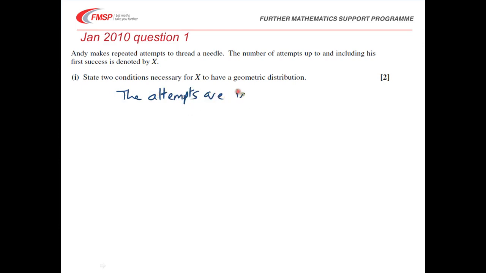Okay, so in other words, the fact that he hasn't been able to thread it the first time is going to not affect his future attempts. And secondly, probability of threading is constant. Okay, there are 2 conditions in this context that we need to be aware of, and you're going to get 1 mark for each.